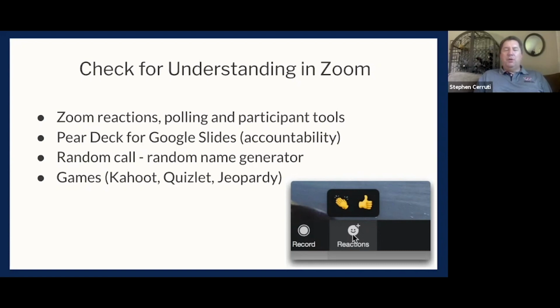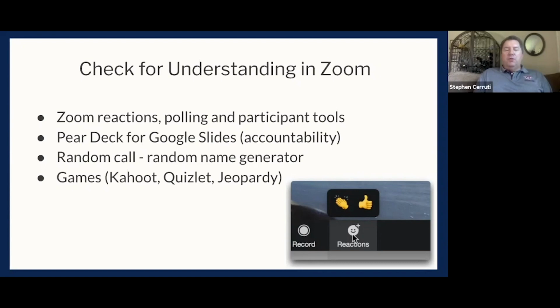This is important because in Zoom, you're not going to see all your students at the same time, and you're not going to have a lot of the body language clues that you're used to seeing, so you need to replace them with specific checks for understanding. We can also use Pear Deck, which we've talked about before, to get accountability as we're going through our direct instruction and have them fill in answers as we go through and see that everybody's keeping up with the class and mastering the material. It's important, again, in Zoom to make sure you have a random call.